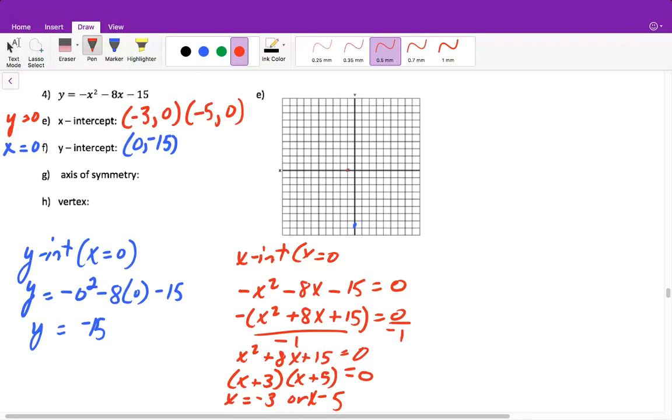So we can plot these. So my y is counted by 2, my x is counted by 1. So 1, 2, 3, 4, 5. So those are my x-intercepts.